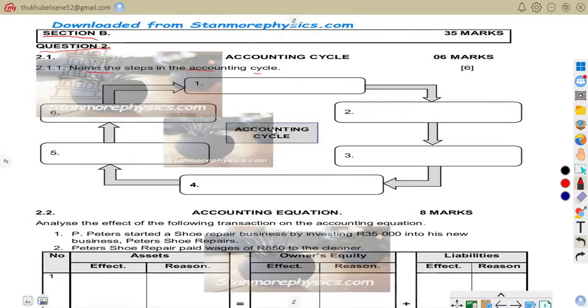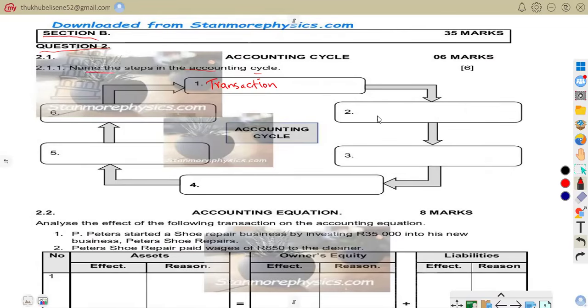Now we are going to start. It starts with a transaction. When we talk of a transaction, we're talking about when a business activity takes place. This is the starting point of accounting. Something happens that affects the business. For example, the business buys goods for 5,000 cash, or the business sells goods for 2,000. That is a transaction.